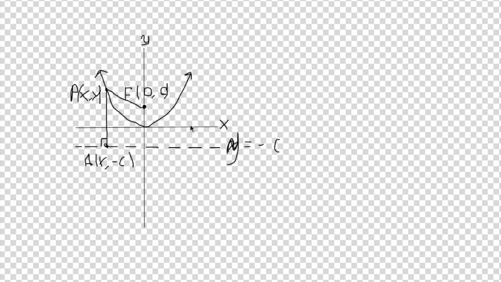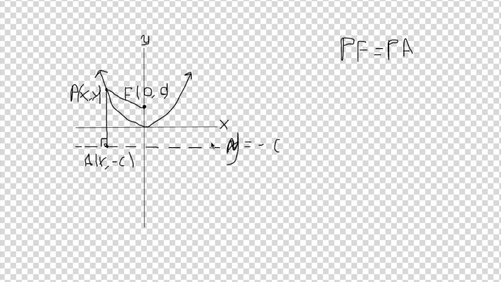Hopefully you understand all the different steps I did to create this graph and to create the derivation. Now we have to prove the formula. We're going to start out with PF equals PA. That is the defining factor, how we prove that this parabola is real and that we can find the equation, because we know that PF has to be equal to PA.